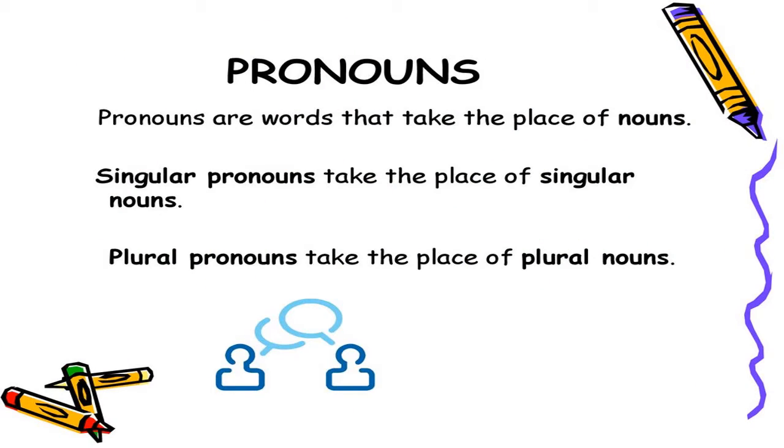Pronouns are words that take the place of nouns. That means a pronoun replaces a noun in a sentence. Singular pronouns take the place of singular nouns and plural pronouns take the place of plural nouns. For example, please give the ball to me. So instead of saying the ball, we can say please give it to me, isn't it? And when we talk about the plural form, place the toys in the basket. Instead of saying the toys, we can say place them in the basket. Got it?